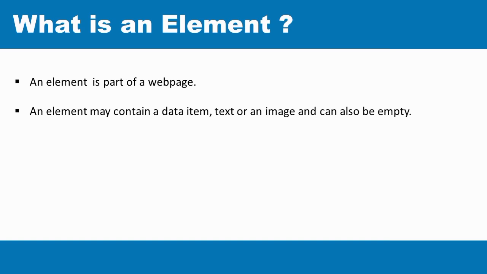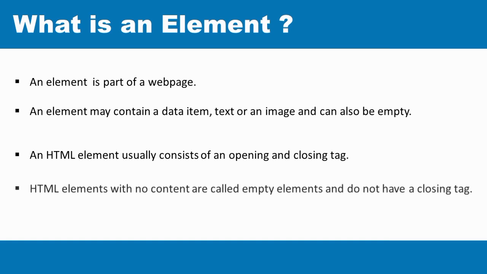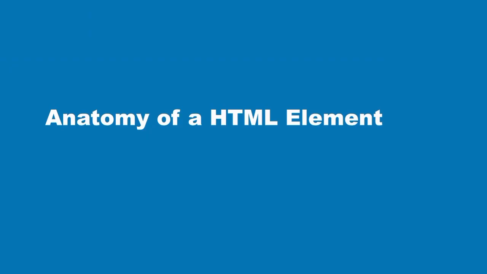An element usually consists of an opening and closing tag. An element with no content is referred to as an empty element and does not have a closing tag. Let's take a look at a basic illustration of the anatomy of an HTML element.